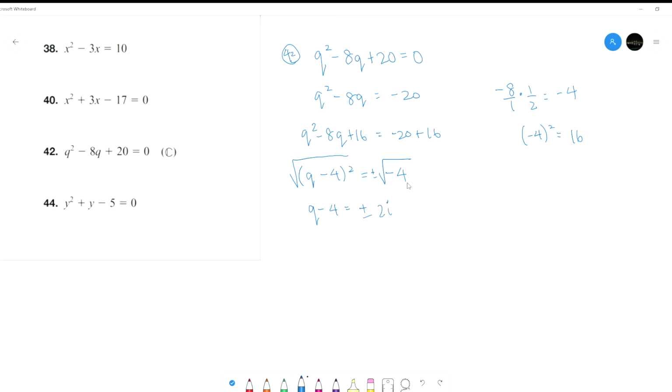Are you all comfortable simplifying this radical now in your heads? The square root of negative 4 is the square root of 4 times the square root of negative 1, which is 2i. Lastly, we add the 4 to both sides, so we get q is equal to 4 plus or minus 2i, and that is our standard form, a plus bi.